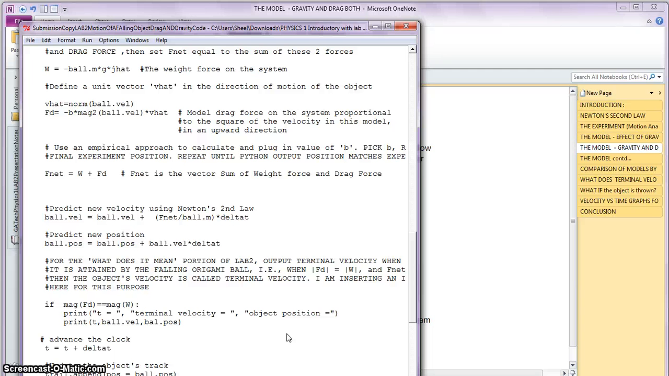The main difference between the gravity-only model and this model is the way we have defined F net in this program: it is the sum of the weight force and the drag force. The drag force has been defined here as the product of the drag coefficient negative b times the square of the magnitude of the velocity, which is the speed, in the direction opposite to the motion, defined by the unit vector v hat equal to norm of ball.vel using the Python function.